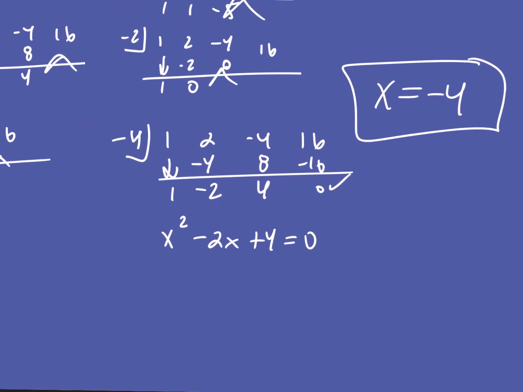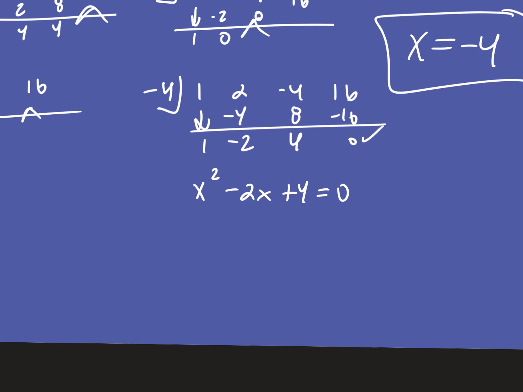Guys, how many answers, how many solutions do I have for this problem? 3. Does that necessarily mean I have 3 x-intercepts? No. Can I factor this? Factors of 4 that multiply to give me positive 4 but add to give me a negative 2? That won't give me a negative 2 in the middle.